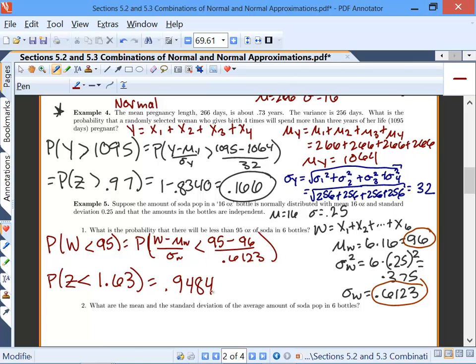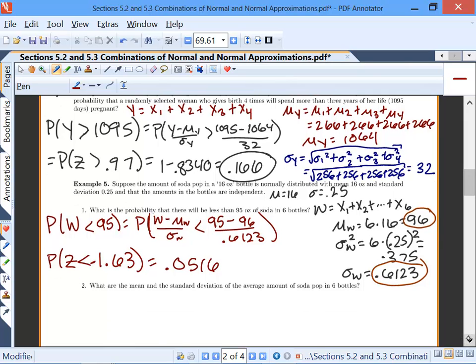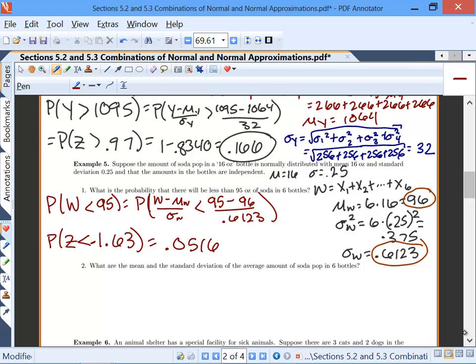Wait, I just thought something was wrong. So less than negative 1.63. How about 0.0516? I knew that 95 was less than my mean of 96, so I realized I should have had a negative Z value. So, questions on that problem once I get the right Z value?